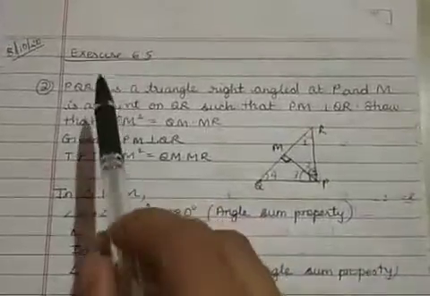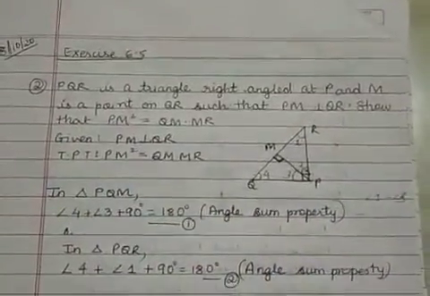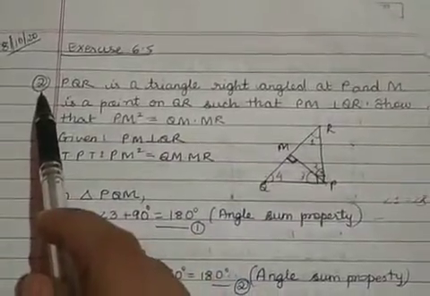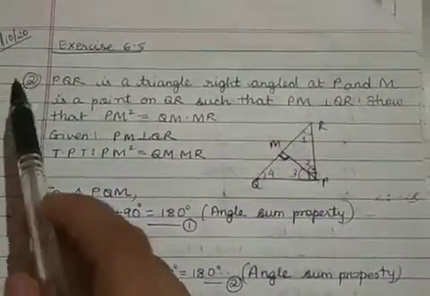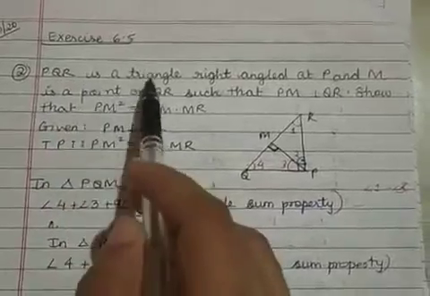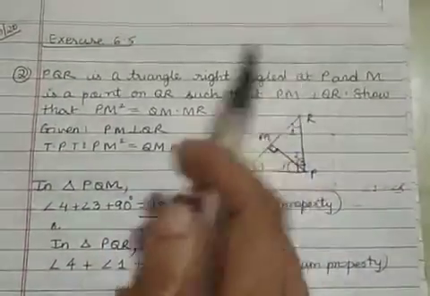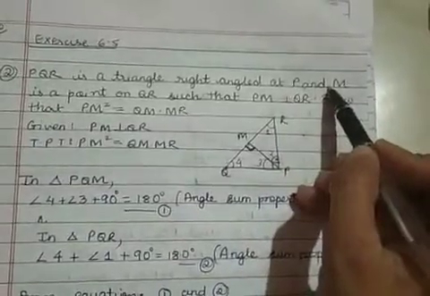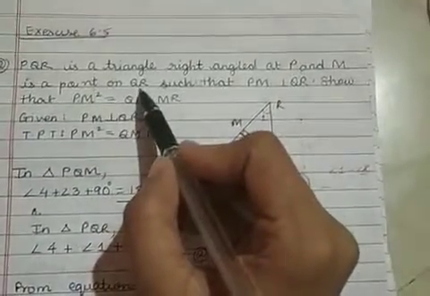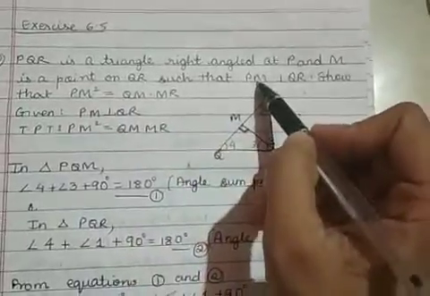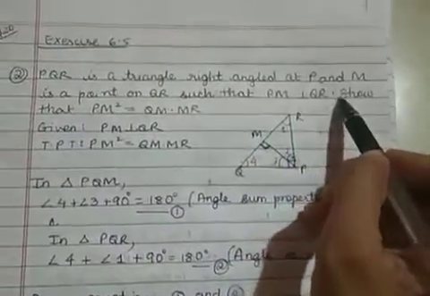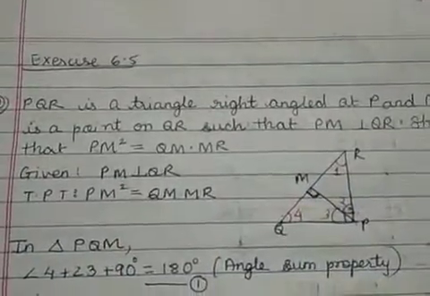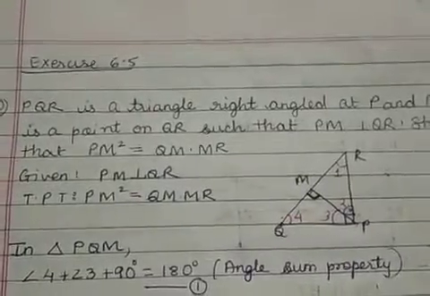In this video, let us solve some problems from exercise 6.5. So here we are solving the second problem. The problem says PQR is a right angled triangle, right angled at point P, and M is a point on QR such that PM is perpendicular to QR. You have to show that PM square is equal to QM into MR.